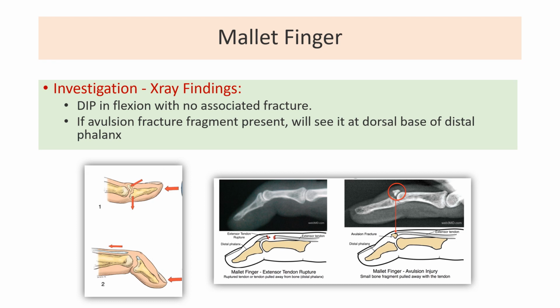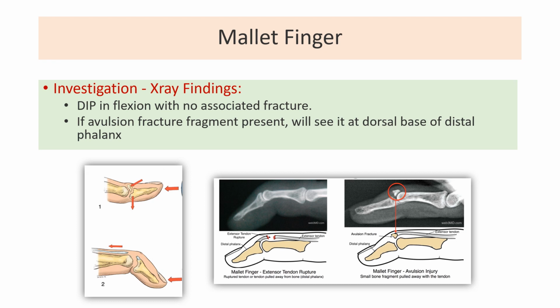Hope now you have understood about the formation of the extensor expansion and its function in extension at the interphalangeal joints, and you have understood about the mallet finger, the conditions that can cause it, and its anatomical basis. Now let us see the investigation part of the mallet finger.